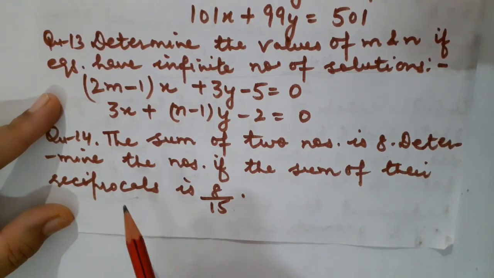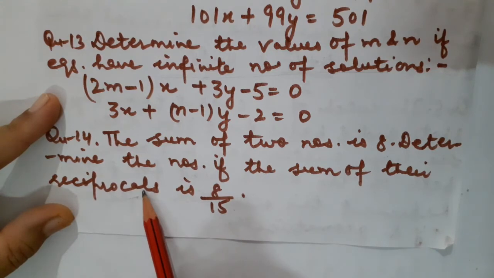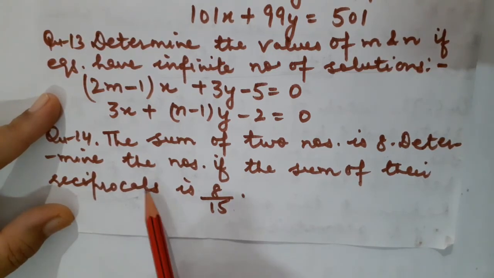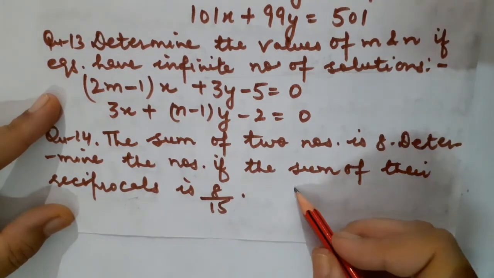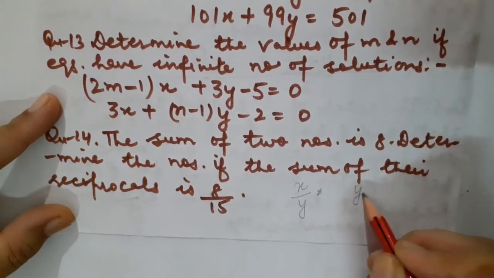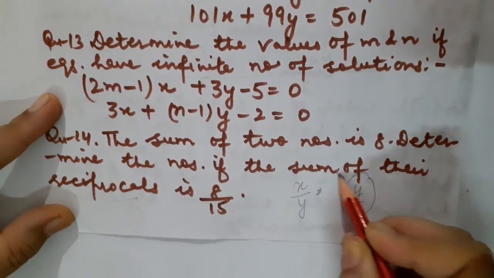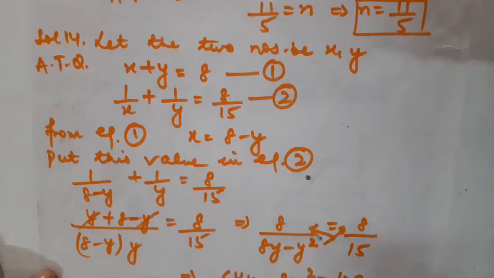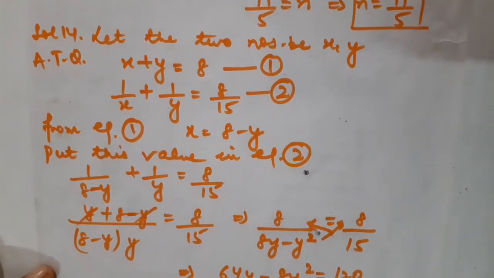Reciprocal means whatever term is given at the numerator, that would become the denominator, and whatever term is given at the denominator, that would come at the place of the numerator. Means suppose the number is x upon y, then y upon x is the reciprocal of x upon y. Got it? So here is the solution of this question.